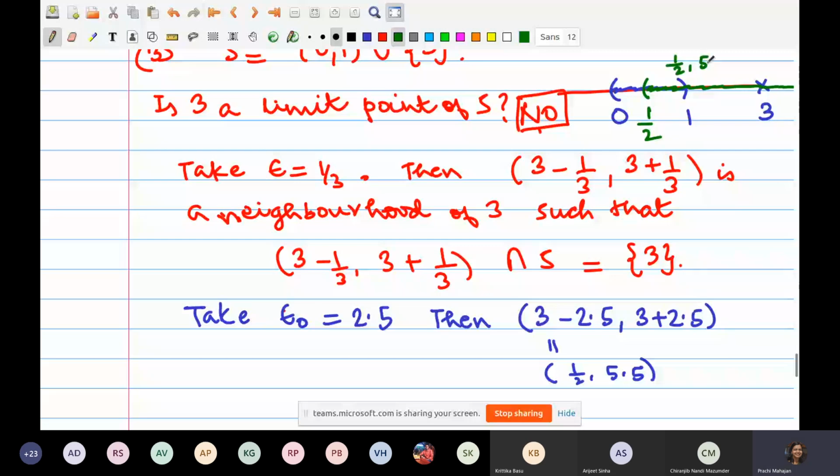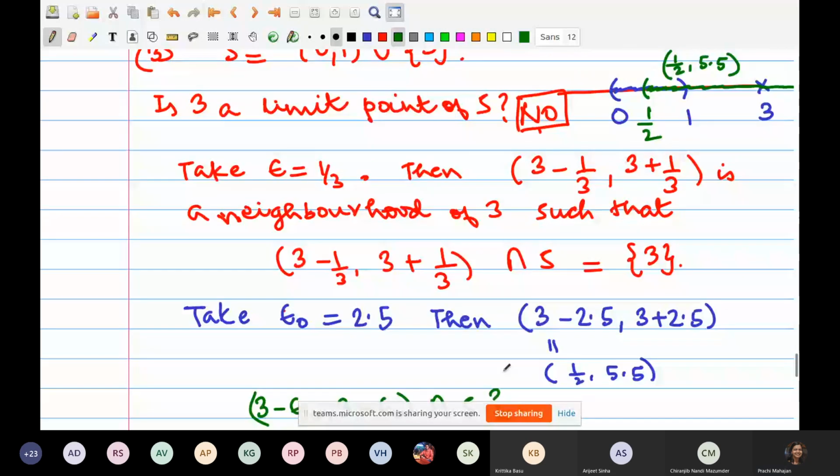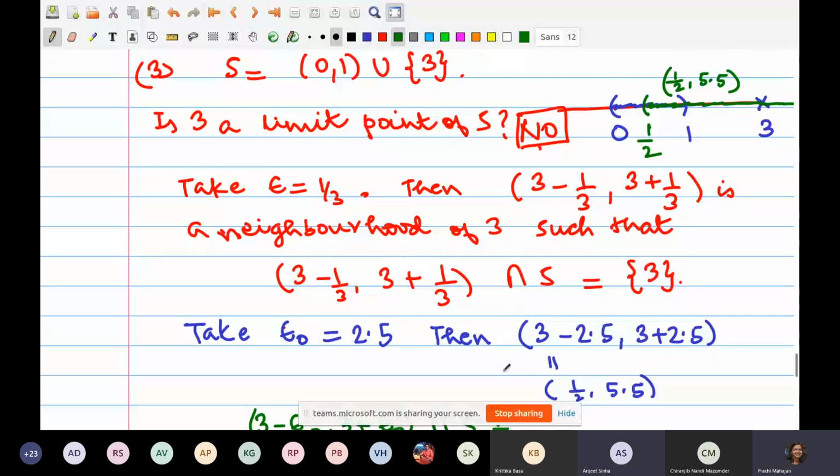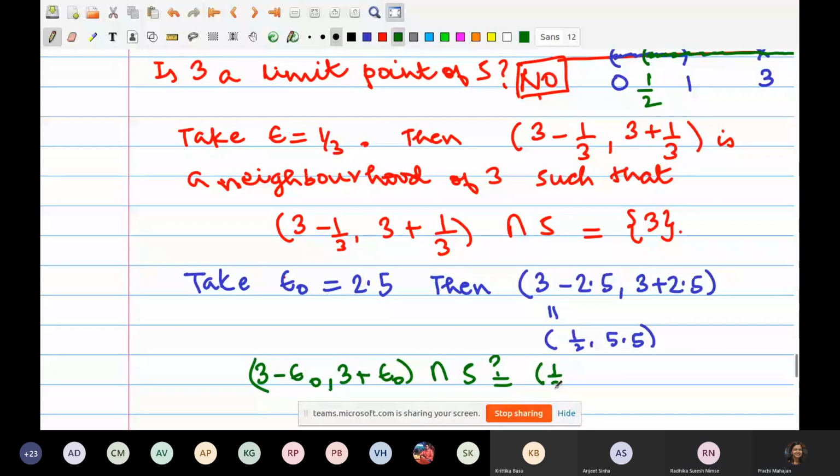Now for this epsilon naught neighborhood around 3, what can you say? If you consider this epsilon naught neighborhood around the point 3 and take the intersection with the set S, what do you get? The open interval half to 1, and 3. So you get the open interval half to 1 union the point 3. Correct? Is that okay?